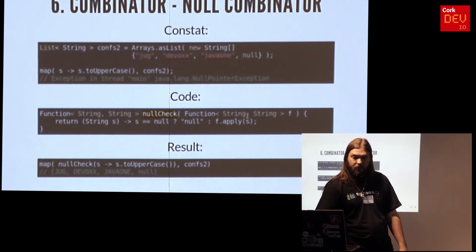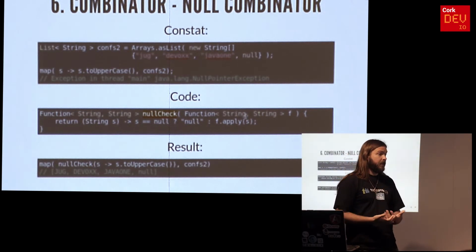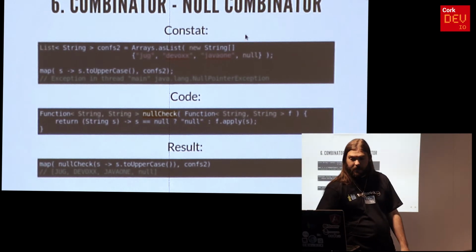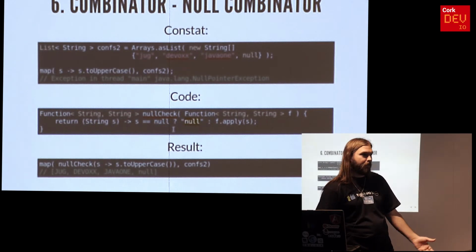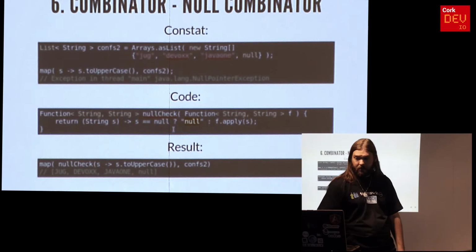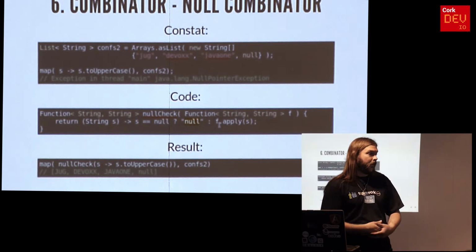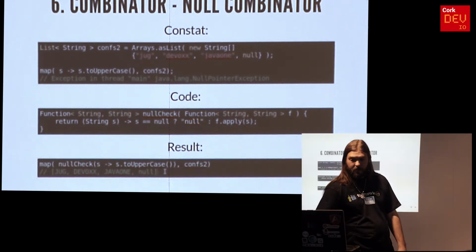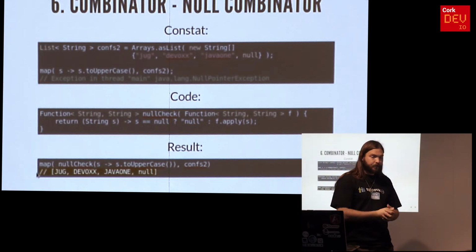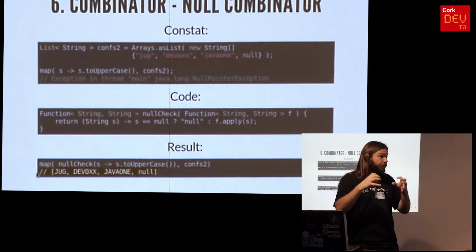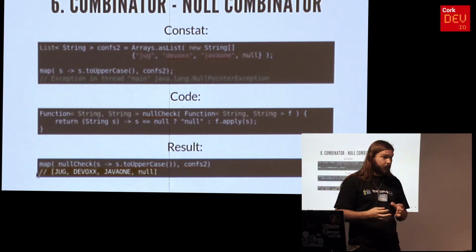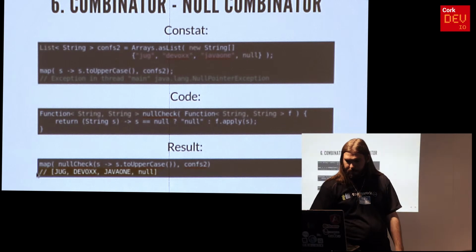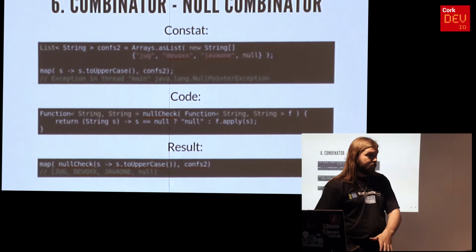So the null combinator will be a wrapper around that function. Because we know that the function takes a string and returns a string, we can do some operation on that string. For example, we check if it's null, and I choose to just print null in the list. And if it's not, then we apply our function. If we do that, we avoid our null pointer exception. We just wrap our function in another function. We did something more elaborate. I didn't do the example in CoffeeScript that time because it's exactly the same.